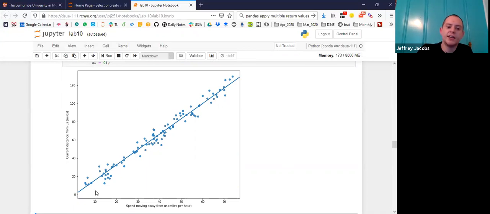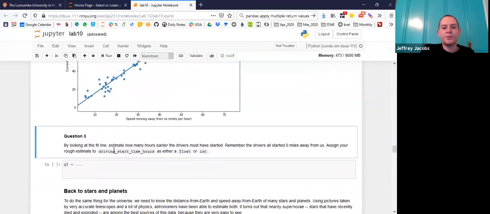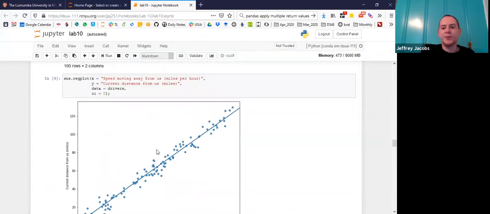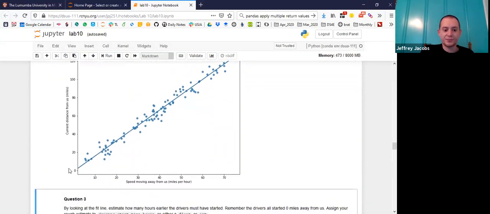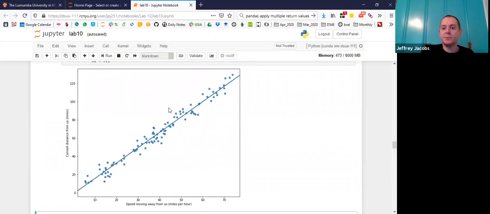So we're going to use our line as our estimate of the relationship between the speed moving away from us and the current distance from us, right? And so if we want to estimate how many hours the drivers must have started, we do the same thing that we did up here with Sheldon, right? Before we drew a line from 0 out to Sheldon's point. Now we draw a line starting at 0, but it's the best fit line, right?